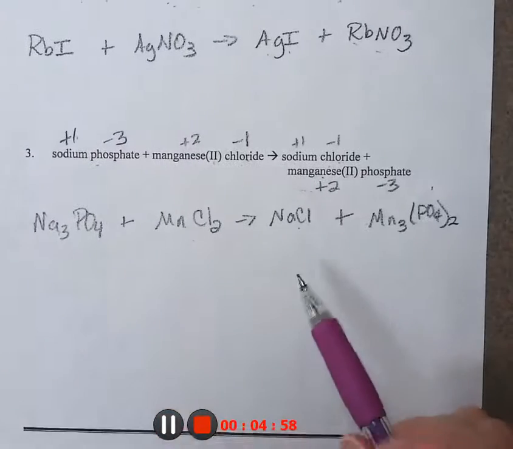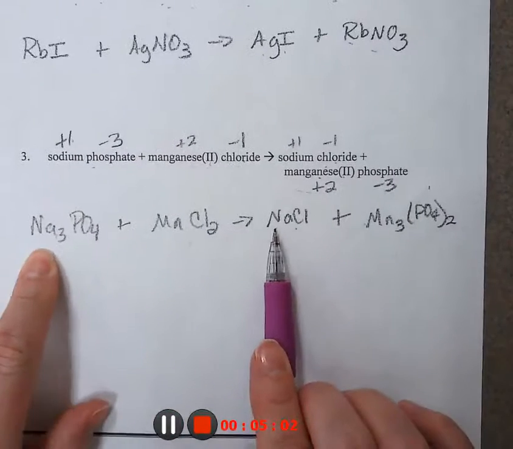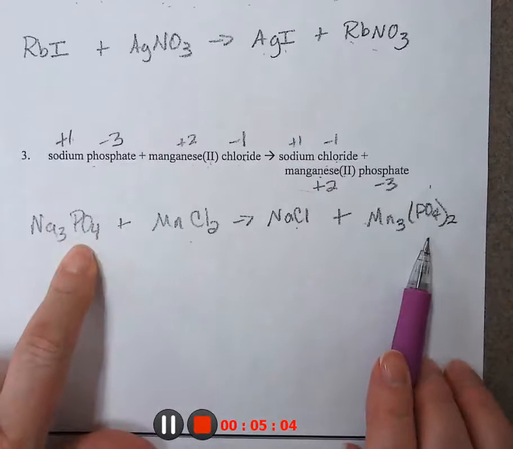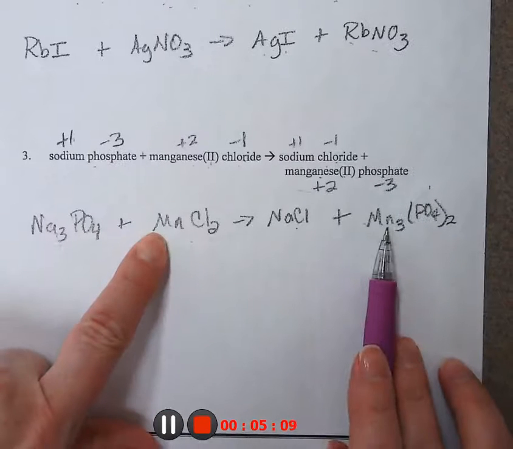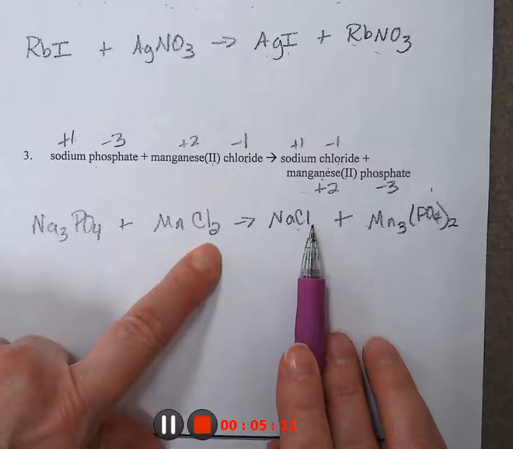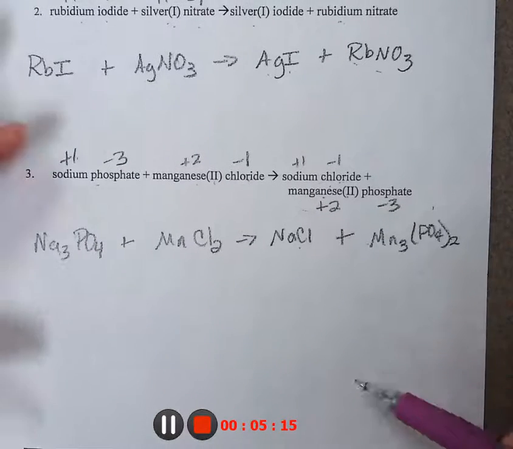Okie dokie, artichoke. Let's see what we got here. 3 and 1, nope, this didn't break up. 1 and 2, nope, not balanced. 1 and 3, not balanced. And 2 and 1, not balanced. So it looks like we're going to need coefficients for almost everything here.